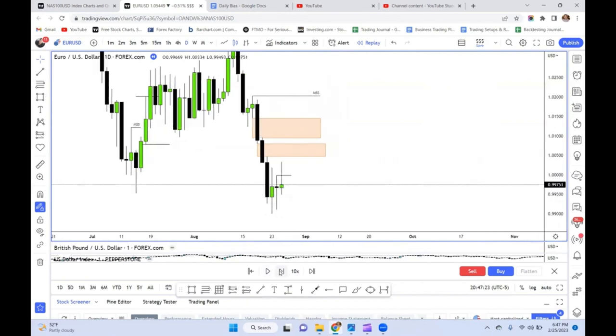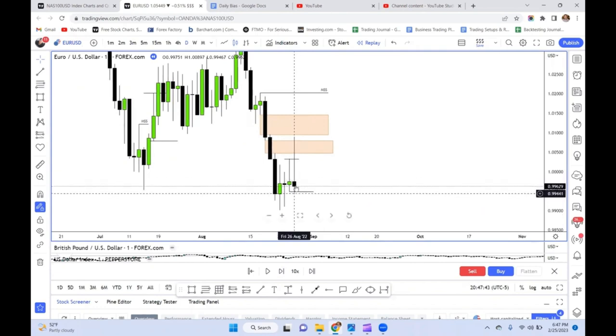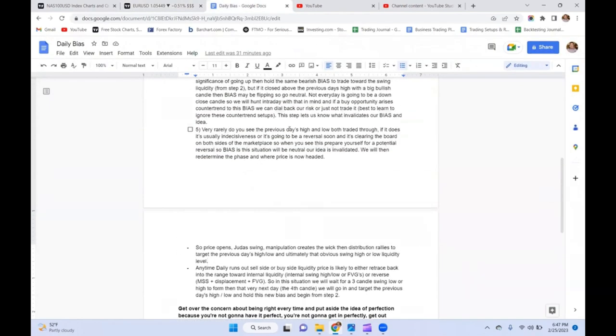We'll see what happens. Okay, so price open, manipulated down, Judas swing, we could have bought, took out that high here. Now we want to see this high get taken out, this low supported. See what happens. Boom. So what happened here was price ran out this low, ran out this high. So now it ran into this fair value gap. We could potentially see a reversal incoming. Because again, remember, very rarely do you see the previous day's high and low both traded through. If it does, it's usually indecisiveness or it's going to be a reversal soon and it's clearing the board on both sides of the marketplace. So prepare yourself for a potential reversal so bias in the situation will be neutral.